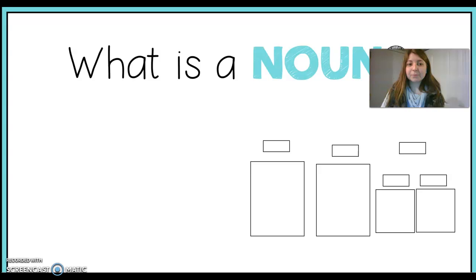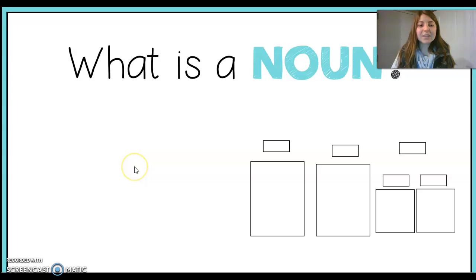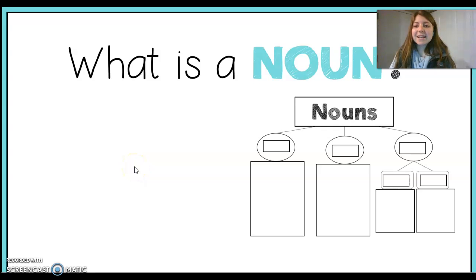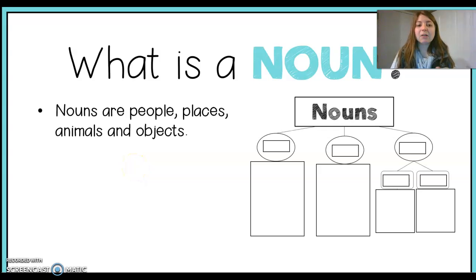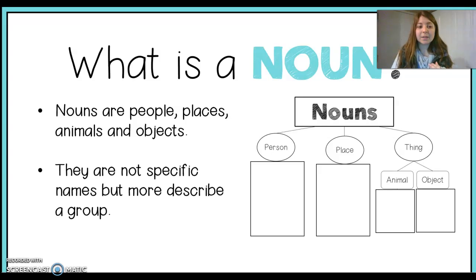So let's review. What is a noun? And we're going to kind of uncover this top-down web to our right. I'm just trying to move myself. All right. So what is a noun? Nouns are people, places, remember things, and things can be animals and objects. They are not specific names, but more describe a group.